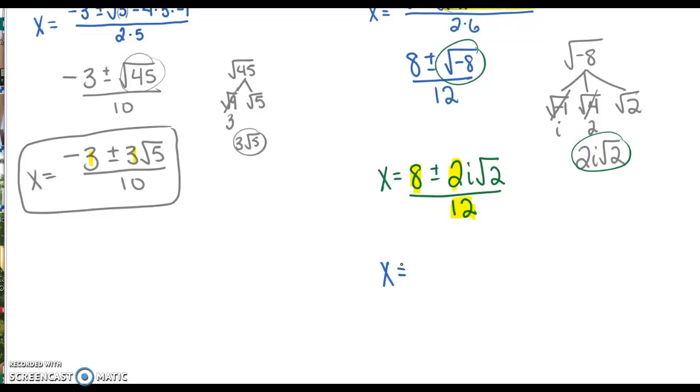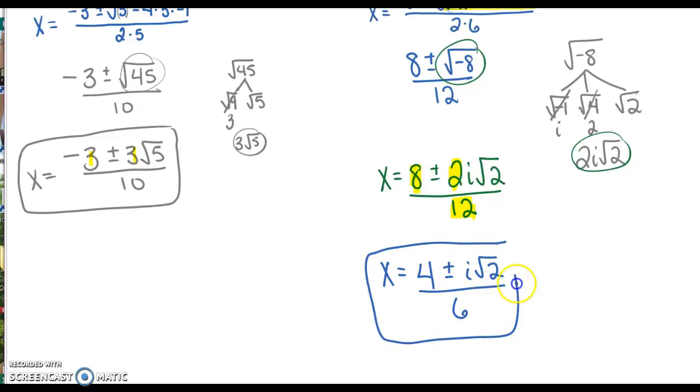So 8 divided by 2 is 4. 2 divided by 2 is 1, and you don't have to write that 1. You can just write i times the square root of 2. And 12 divided by 2 is 6. So that would be our final answer. If you had the green answer, you're not wrong. It's just not a completely correct answer because it hasn't been fully simplified.